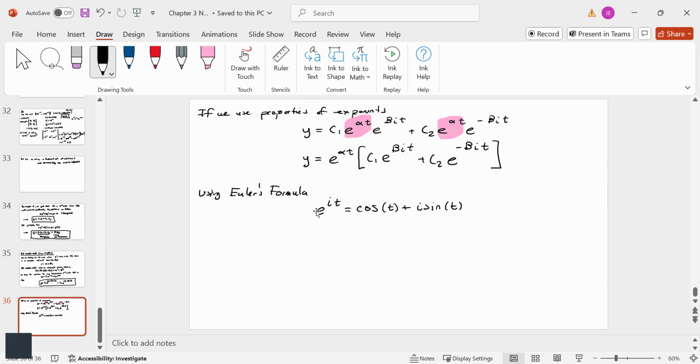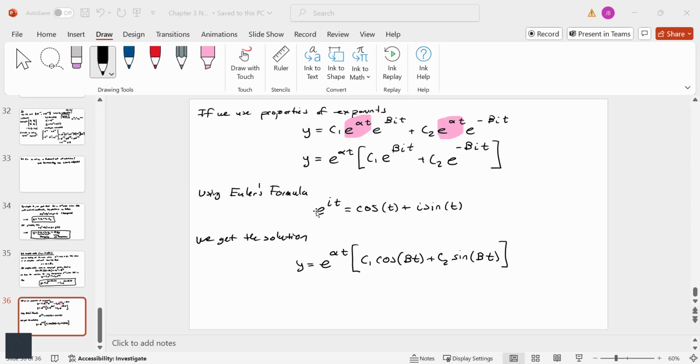Okay. And if you notice, we have an e to the i t within that bracket. We get the solution y equals e to the alpha t, and instead of having imaginary exponentials, they become cosine and sine. No more imaginaries. It doesn't matter which one comes first, sine or cosine. I typically do cosine first, but I've been known to swap just randomly on accident, so it's the same thing. It's all nice.